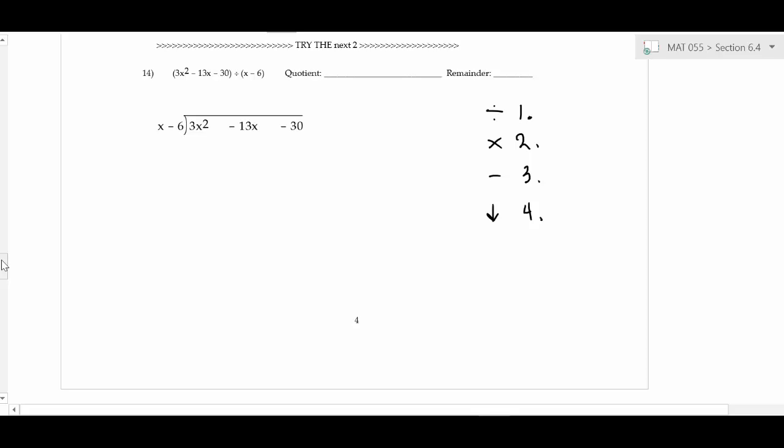Well, when you get the first result, 3x, you've got to go 3x times x is 3x squared. And that would be negative 18x first. You want to just write negative 18x, then change the signs and then add the column. You've got to do that multiplication step, and multiply by both things.